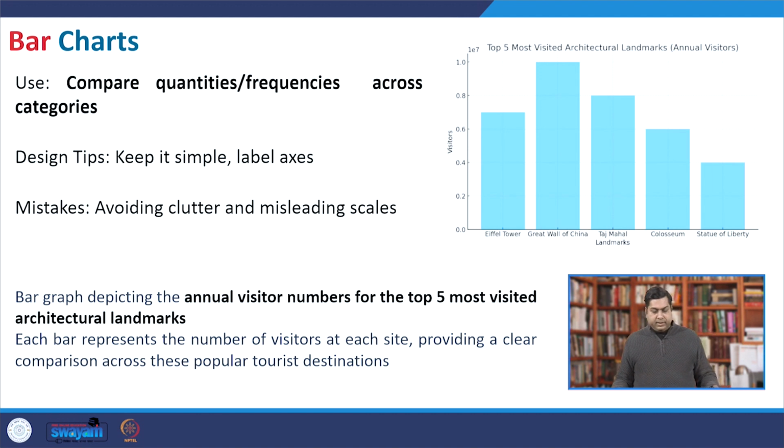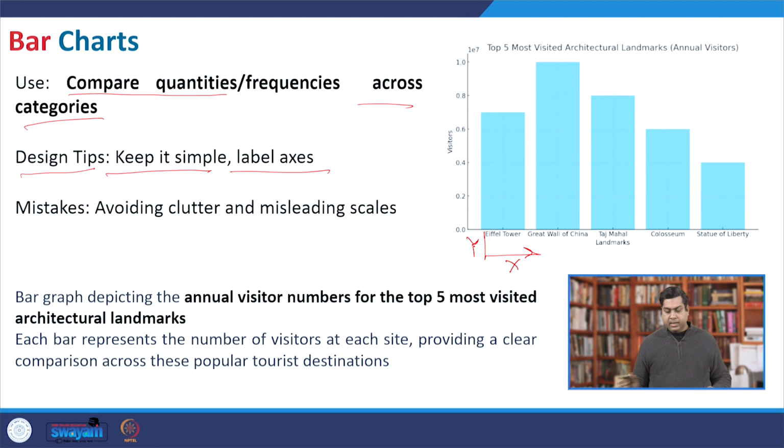Coming to the bar chart, it is very simple. A bar chart is definitely used for comparison of quantities and frequency across different categories. In this case, the only design tips are to keep it simple and please label those axes. These are all two dimensional plots, so you have an x axis and a y axis, and that should be labeled effectively.